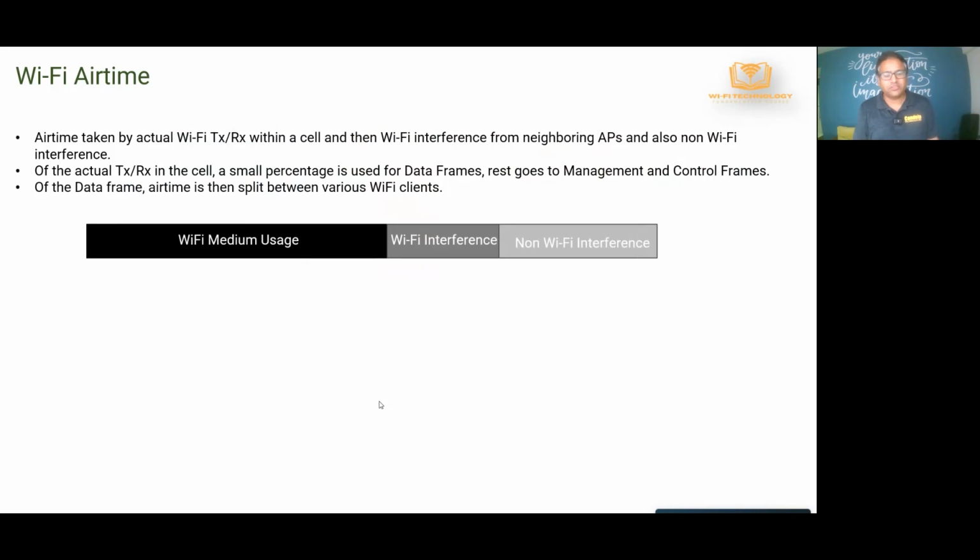So at a very high level, if you look at the Wi-Fi airtime usage, we talked about this in the past sessions also.